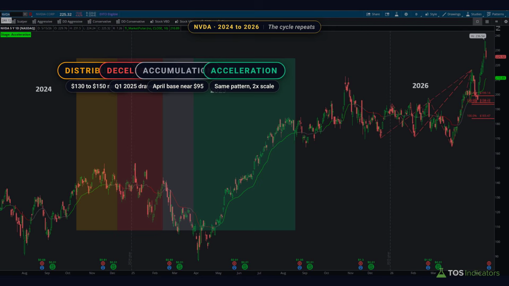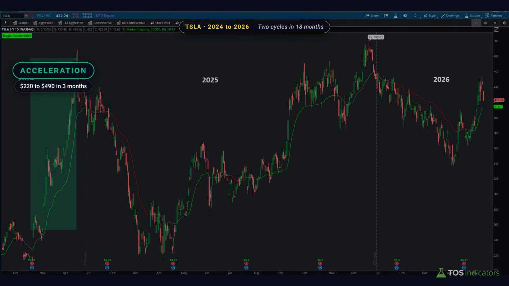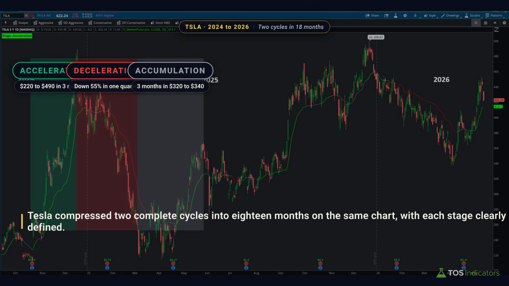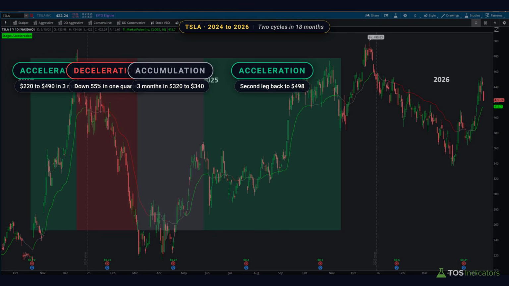A pronounced period of acceleration in December 2024, again, very easy to see with the green on the market pulse line, with the stock reaching $490. Then we had a period of deceleration through the first quarter of 2025, which took Tesla all the way down to about the 220 levels. A quiet period of accumulation then through May, and then you started to see the stock trade in a band, May, June, July, between 320 and 340. Then you had another acceleration leg lifting price back to a new high near 498 by the end of 2025.